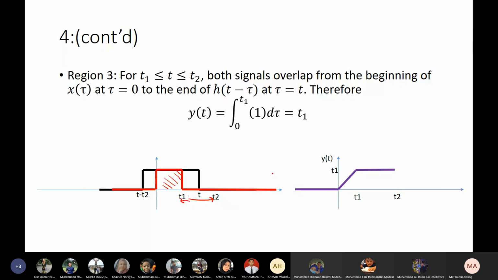Clear? Clear, sir. Yes, sir. Okay. So from t1 to t2, the straight line. So now region number 4.